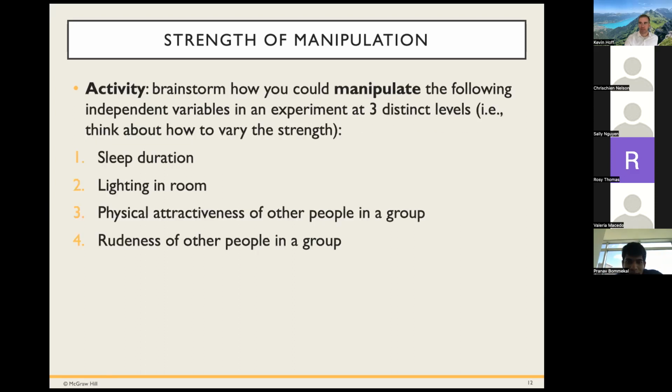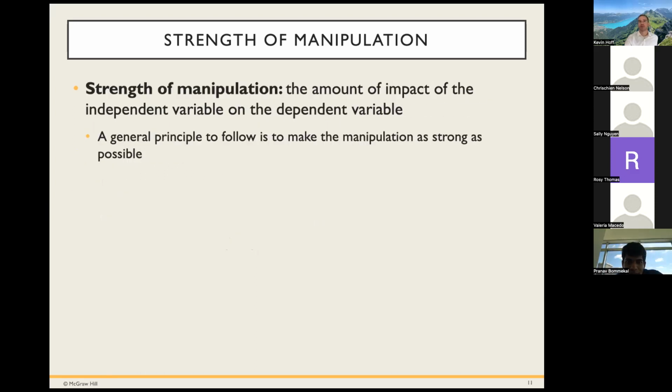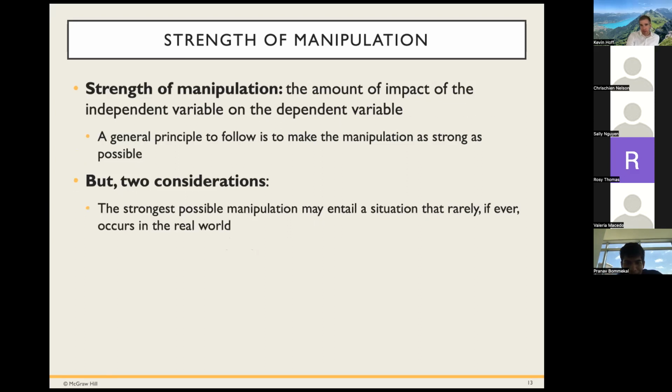Harley asked, back to the previous slide. So this was the previous slide about the strength of manipulation. And actually I had it again on the next slide, because the two things I just want to summarize, the things we just talked about: you do want to have a strong manipulation that clearly differentiates the level of the independent variable between groups, but to do the strongest possible manipulation, that might not really be realistic at all.